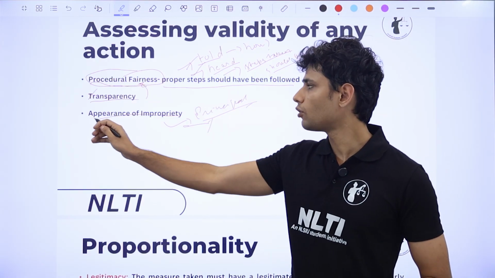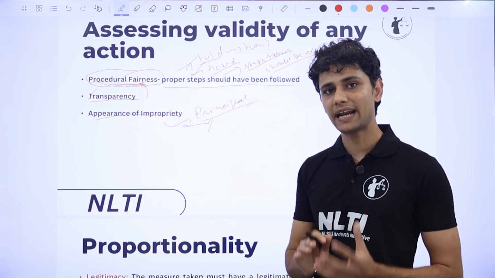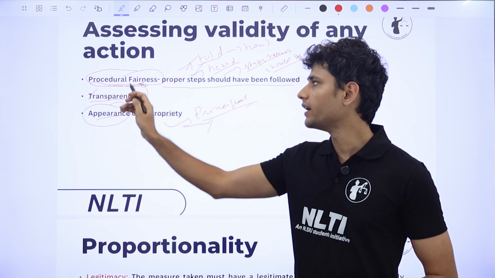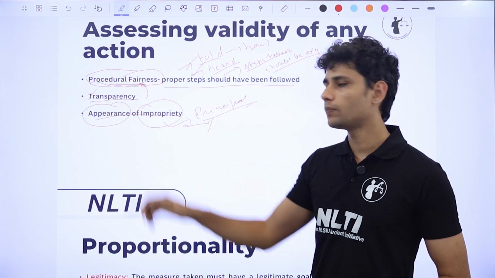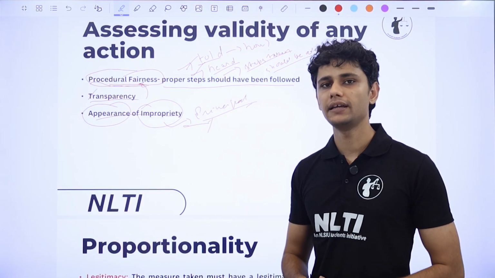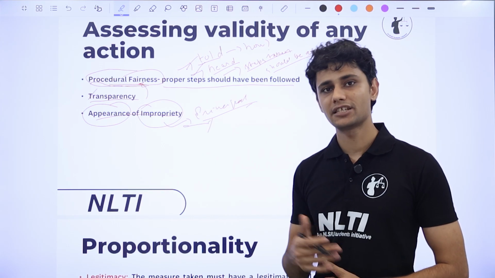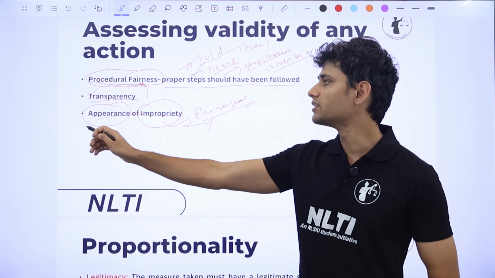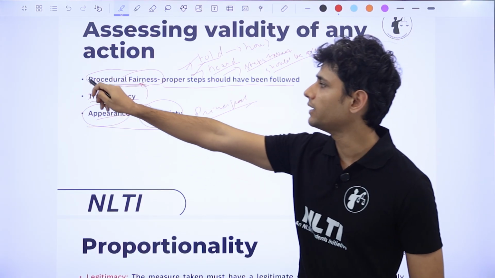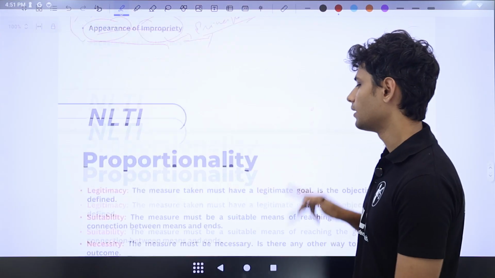So action should also not appear to be procedurally unfair. It's not just enough that your actions are actually procedurally fair. There should also be an appearance of fairness. So if there is any appearance of impropriety, irrespective of whether there is actual impropriety, even that makes our action liable to be considered a suspicious action. So that's why even this is important. Whenever you are assessing the validity of anyone's action, always keep in mind these three things. They'll be very important and very helpful for you in writing answers.